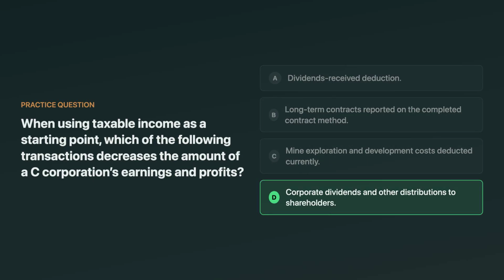The answer is corporate dividends and other distributions to shareholders. When taxable income is your starting point, distributions reduce earnings and profits because E&P is tracking the corporation's ability to pay dividends. A tempting wrong answer is the dividends received deduction, but that's a taxable income adjustment. Distributions are what directly reduce E&P.